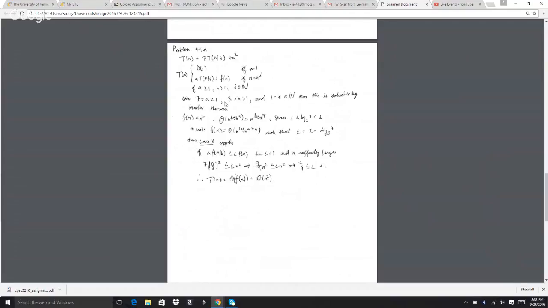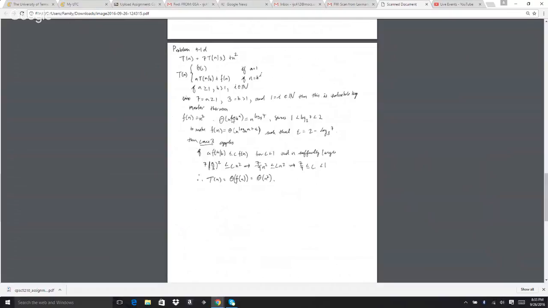And you can see here, 7 is equal to a, greater than 1, that works. 3 is equal to b, greater than 1, that works. And again, sorry, a needs to be greater than or equal to 1. And i is an element of the natural numbers, thus this is solvable by the master theorem. So that's just our starting point, these conditions. Now f of n is equal to n squared, which is up here, again designated by the form.